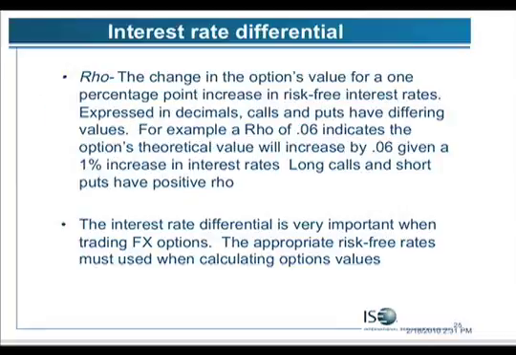Rho measures changes in interest rates, the interest rate differential. So I would look at the base currency versus the quote currency and see what the interest rate differential is. So for example, the U.S. has pretty much the lowest rates, except maybe against Japan. That's going to affect the calls and puts. If the base currency has higher interest rates, the puts are going to reflect that by higher values. If the base currency has lower interest rates, the calls are actually going to be higher relative to the put. So the interest rate differential is very, very important.